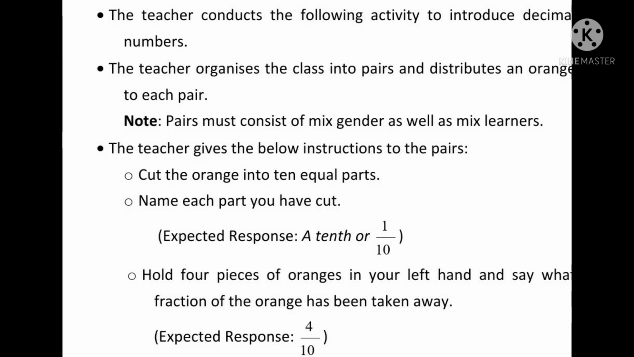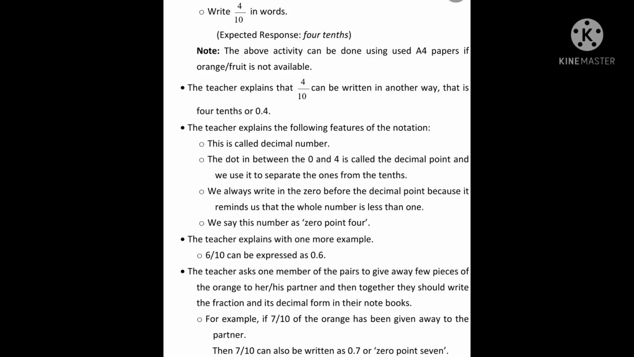So if 4 pieces are taken away, then the expected response to what fraction of the orange has been taken away would be 4 upon 10. Now the teacher would say, write 4 upon 10 in words. So the expected response would be 4 tenths.